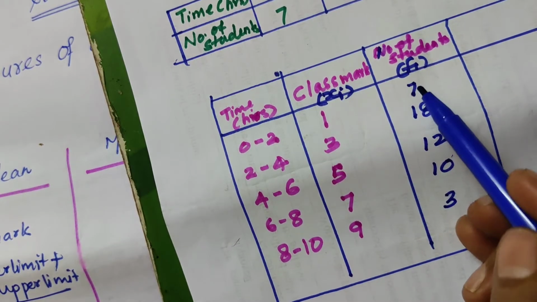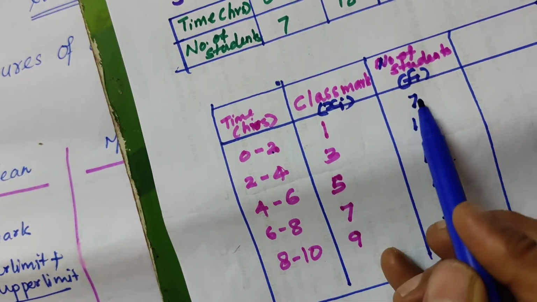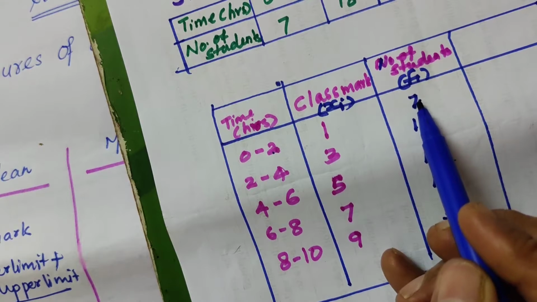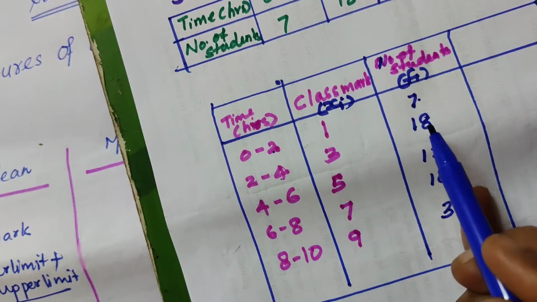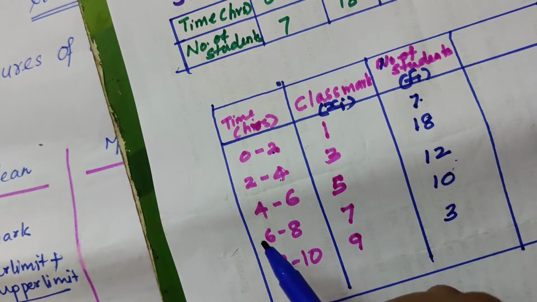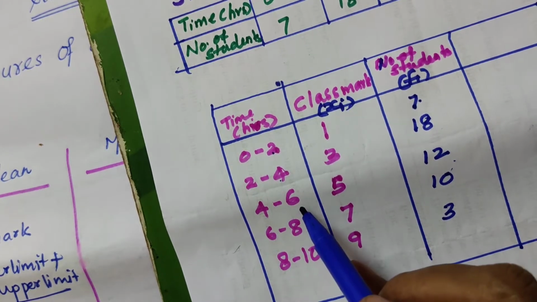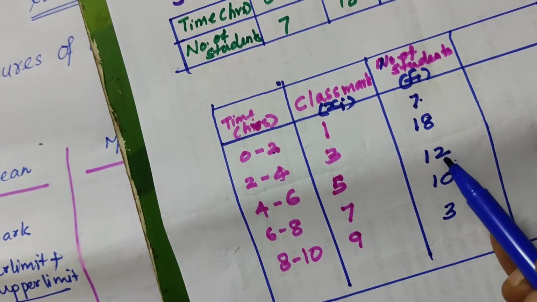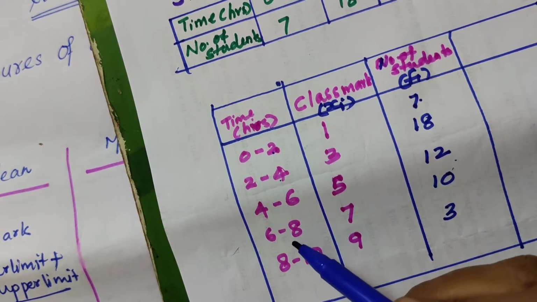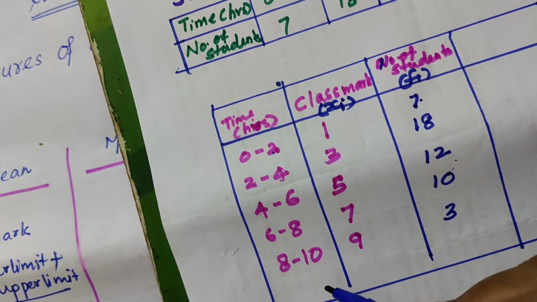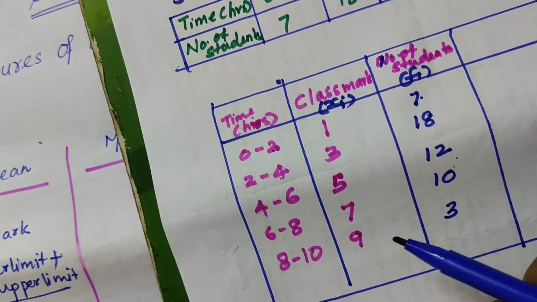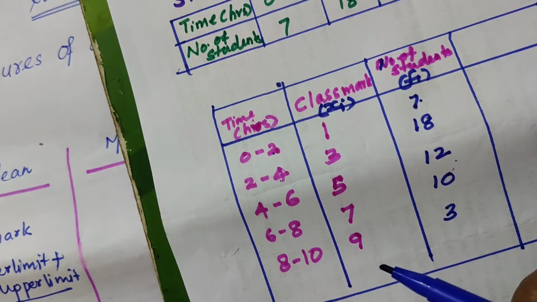What is the meaning of this? From 0 to 2 hours, how many students are studying? 7 students. And from 2 hours to 4 hours, 18 students are studying. And from 4 to 6 hours, 12 students are utilizing the time to study. From 6 to 8 hours, 10 students utilize to study. And 3 students utilize 8 to 10 hours to study.